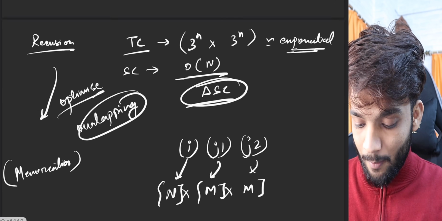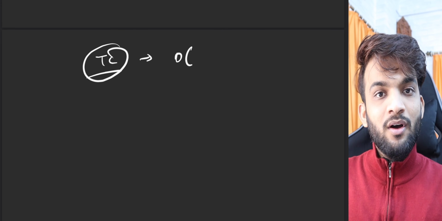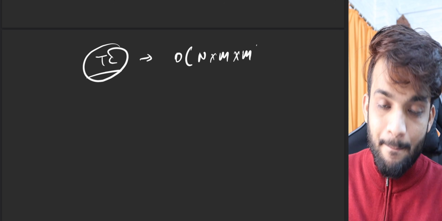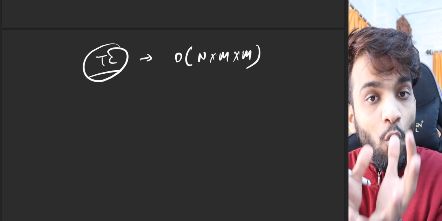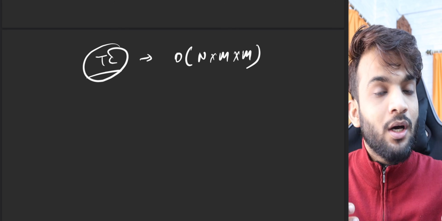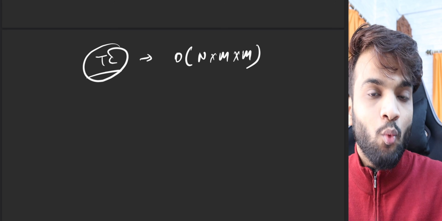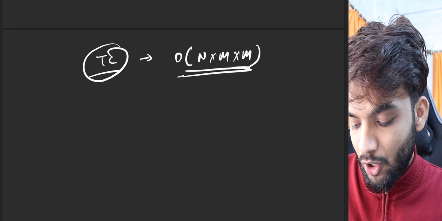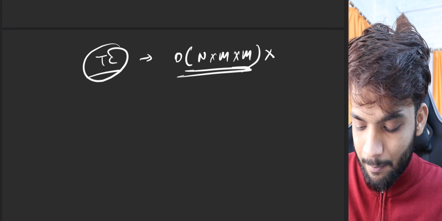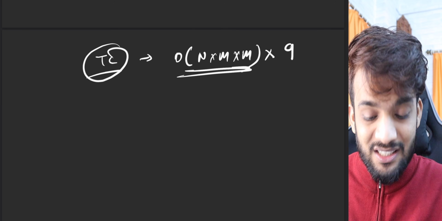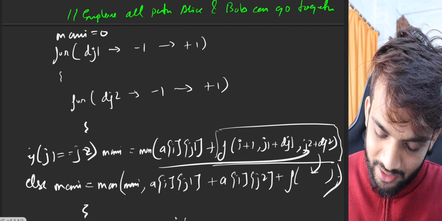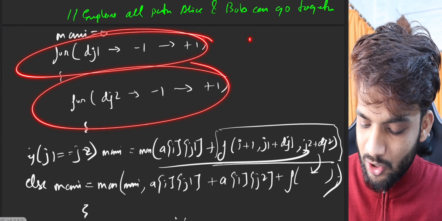Now what will be the time complexity of this one? Big O of number of states. N cross M cross M. Number of different states will always be a time complexity, because apart from that, other calls will be returned by the values stored in the table. So N cross M cross M, but over here multiplied by 9, because for every state, remember this, for every state, you're running this loop of 3 cross 3.